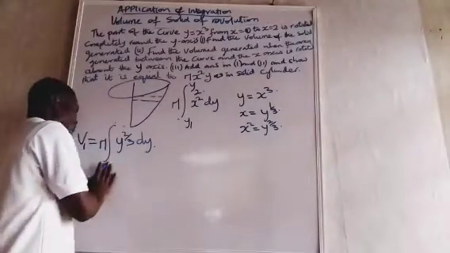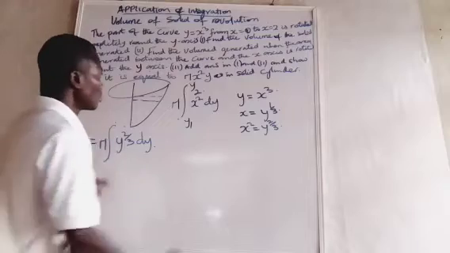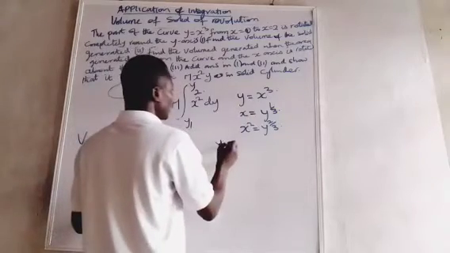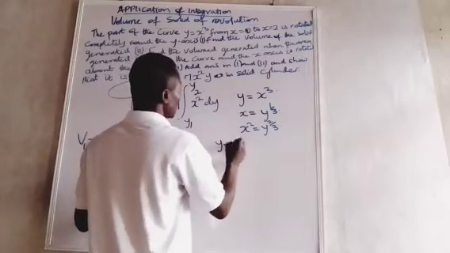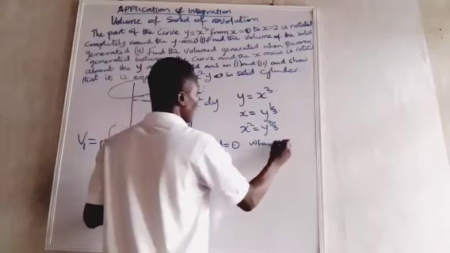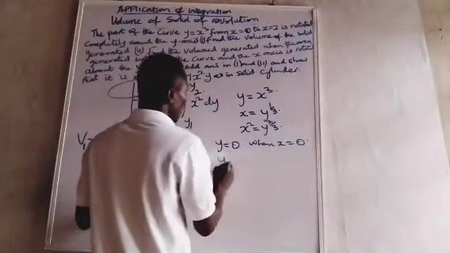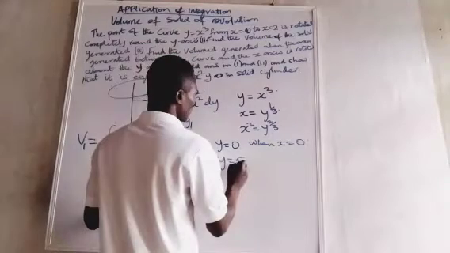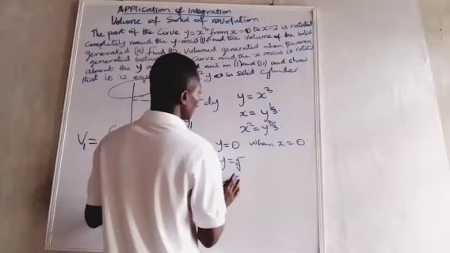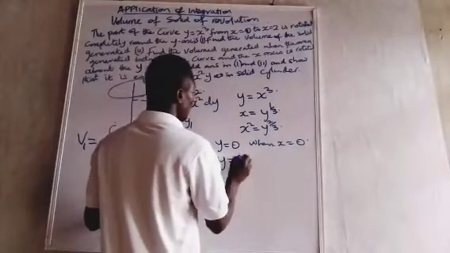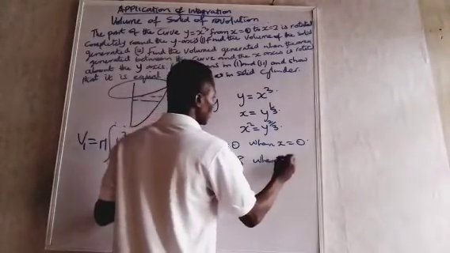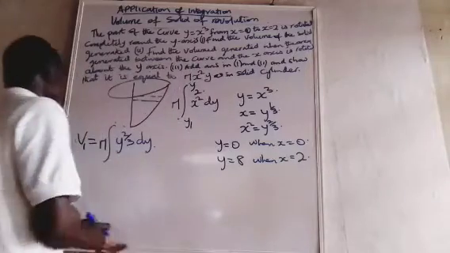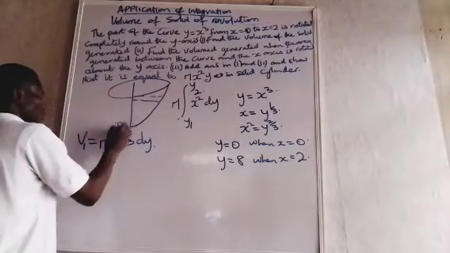Y is equal to 0 when x is equal to 0. No, y is equal to 8 when x is equal to 2. So now our range will be from 0 to 8.